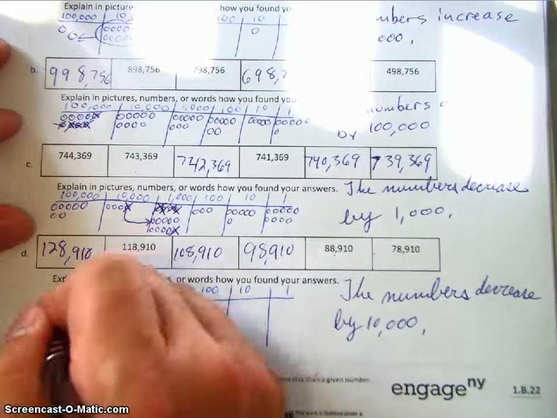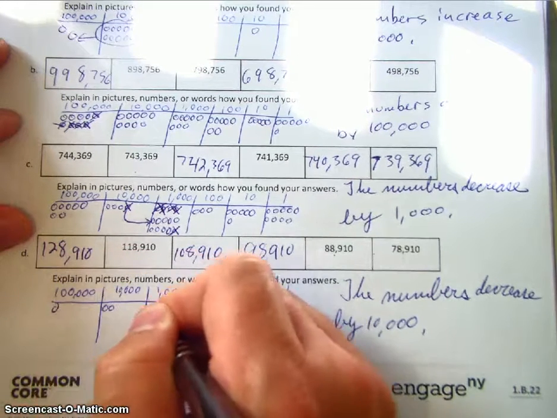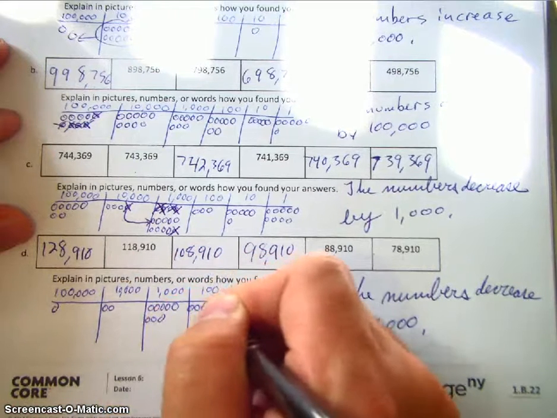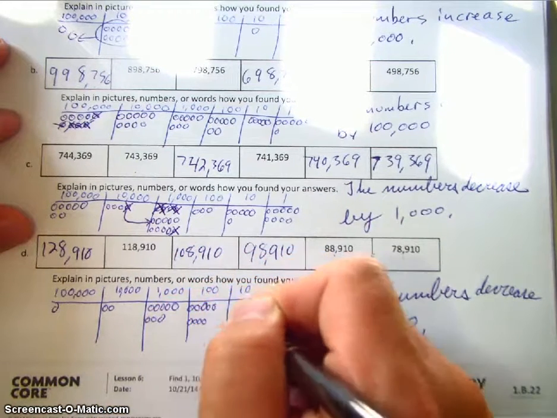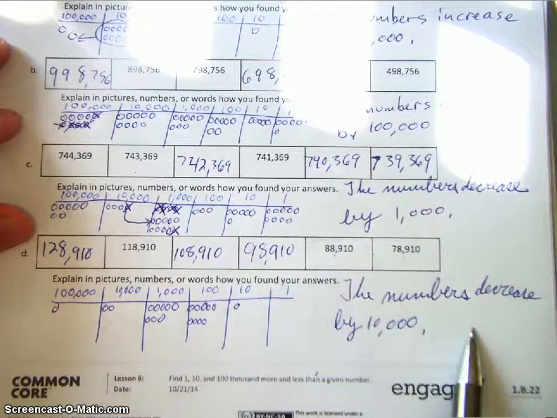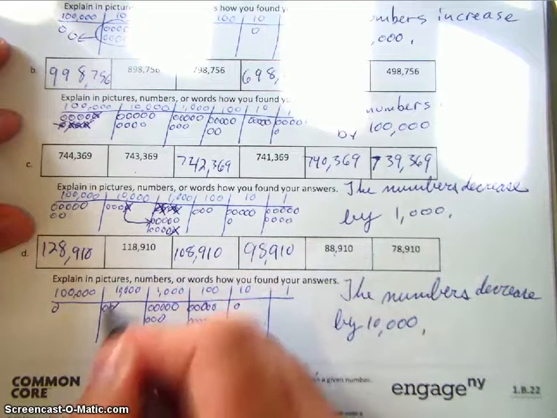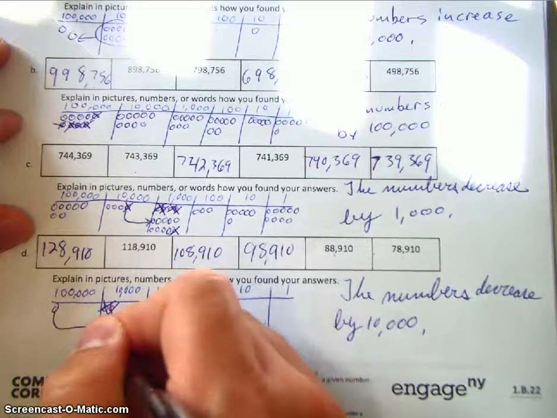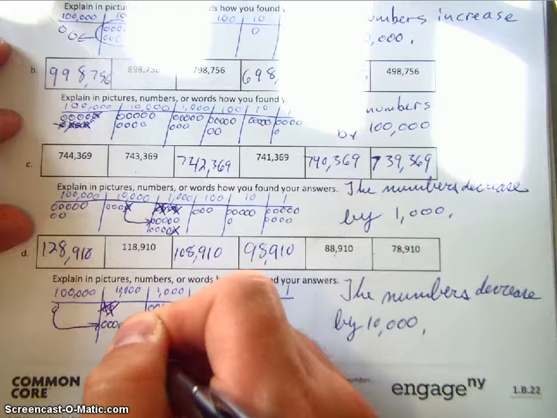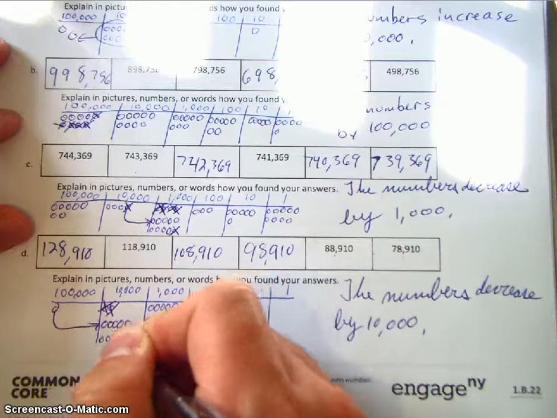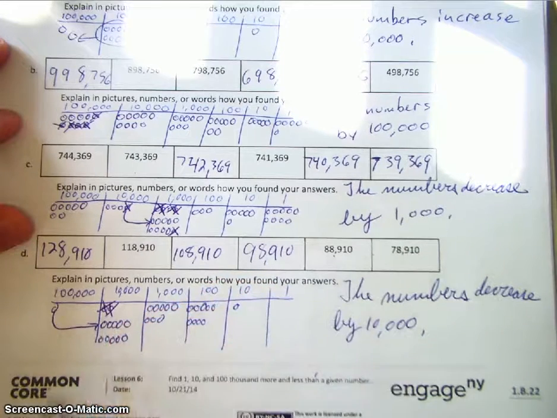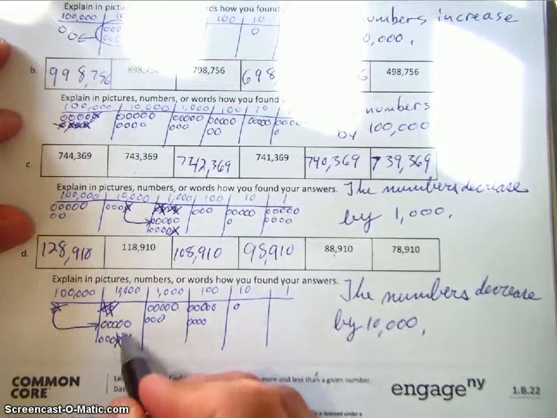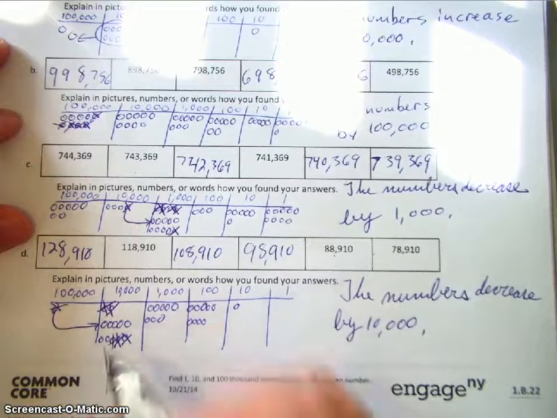Okay, so now this time let's start off with our 128,910. Okay, so we're decreasing by 10,000, so we can cross off a 10,000, cross off another 10,000, and then we need to unbundle. Okay. And then we can cross off 10,000, and then another 10,000, and then another 10,000.